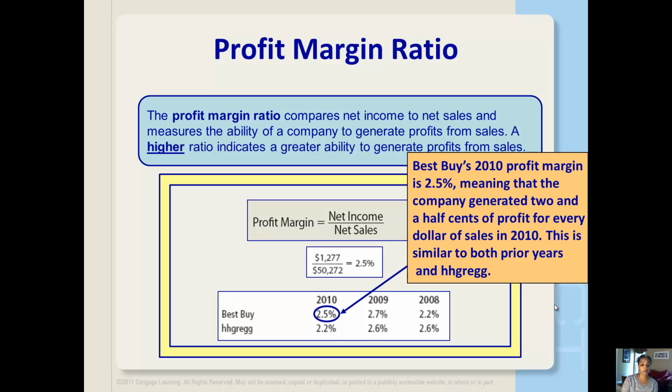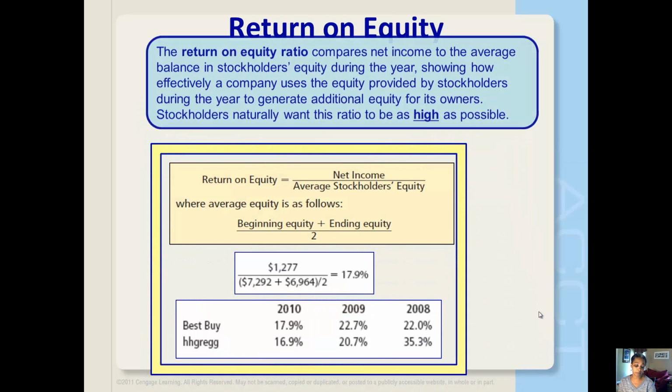And so remember, we're comparing them year over year, so we see that that went down from 2009 and to a competitor, H.H. Gregg. So they're doing better than their competitor, and so we see the competitor also went down. So it may not just be something that's happening in Best Buy in 2010.